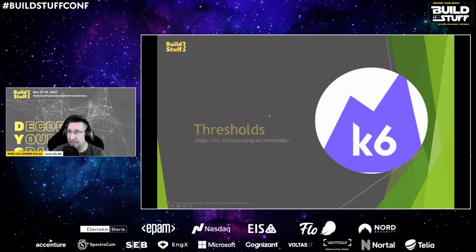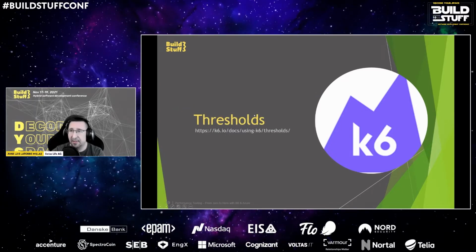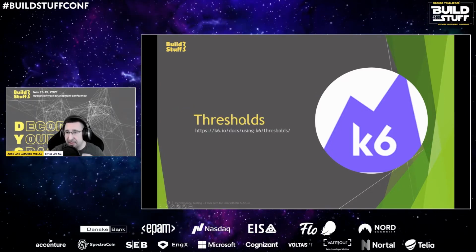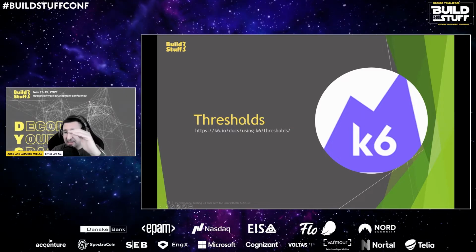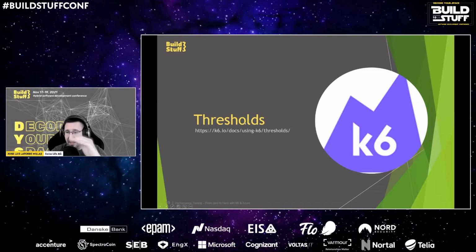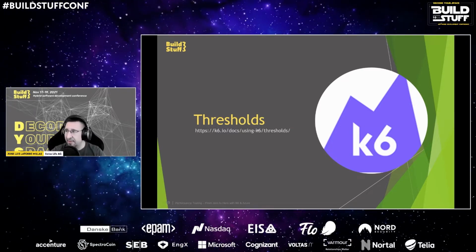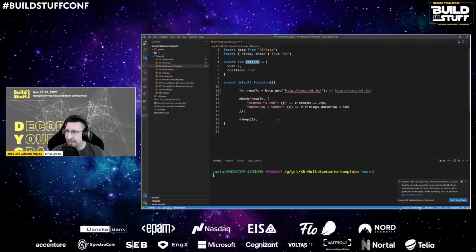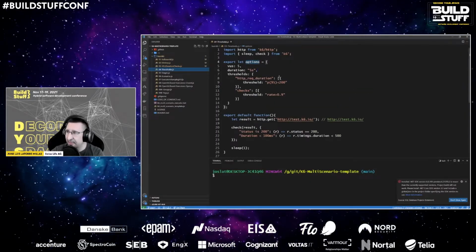What you need to do is called a threshold. A threshold is, okay, I want, for example, that all the checks or 90% of the checks pass, and then the whole test will pass. How do we do that? Well, let's go back to the code.